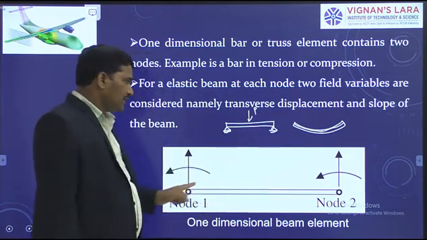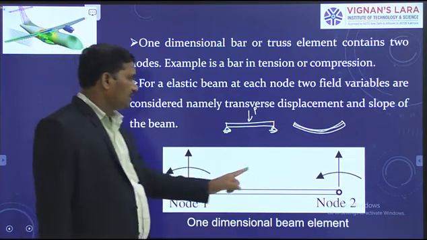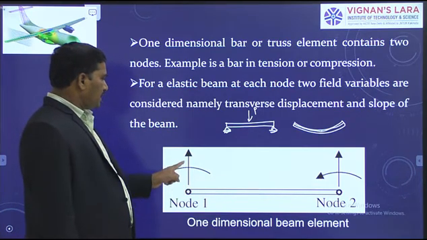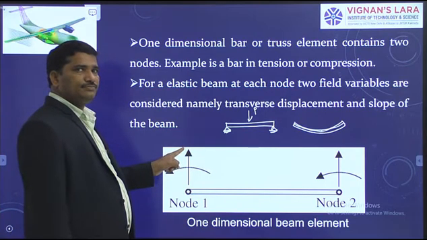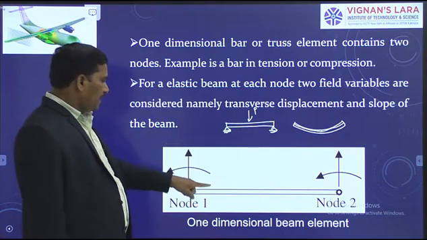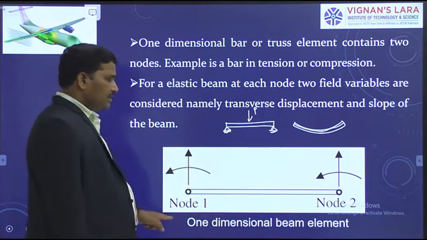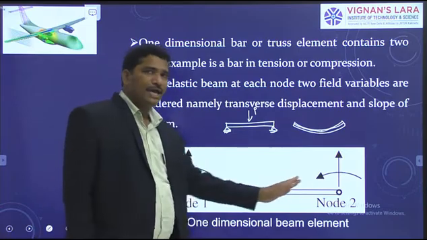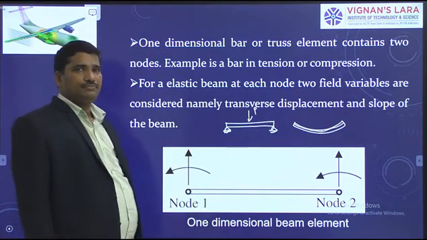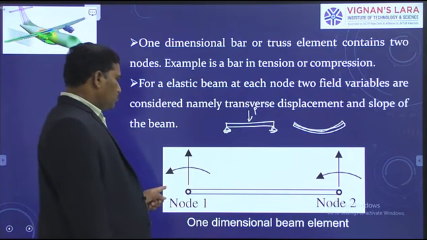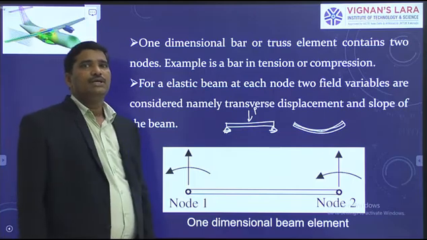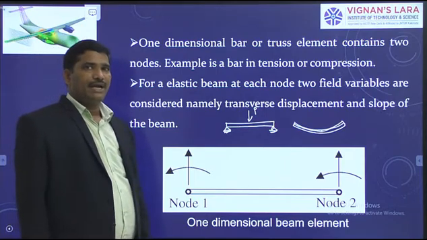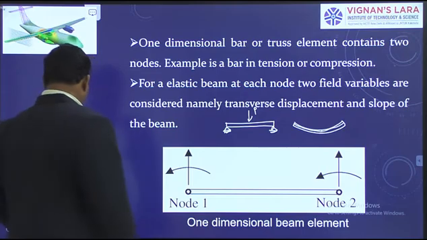How many nodes? It connects 2 nodes. This is node 1, this is node 2. At each node there are 2 degrees of freedom. This is the degree of freedom representing beam deflection or displacement. And this is the degree of freedom representing slope of the beam. So how many degrees of freedom are there in this one-dimensional beam element? 4 degrees of freedom. Hence you can name it a 2-noded beam element with 2 degrees of freedom at each node. Right? Next.